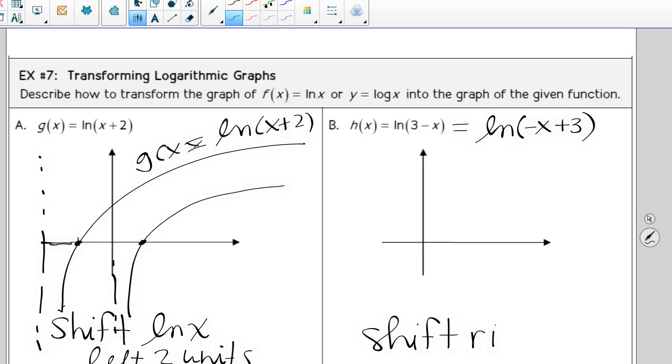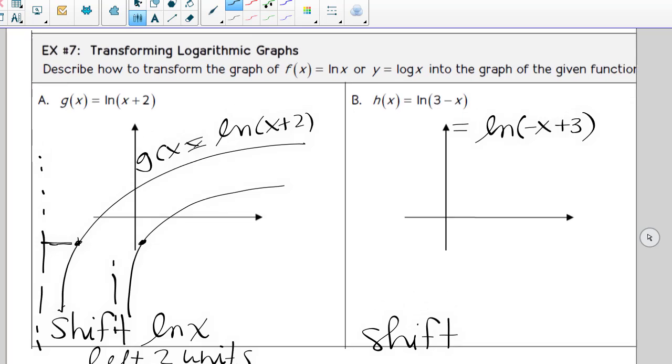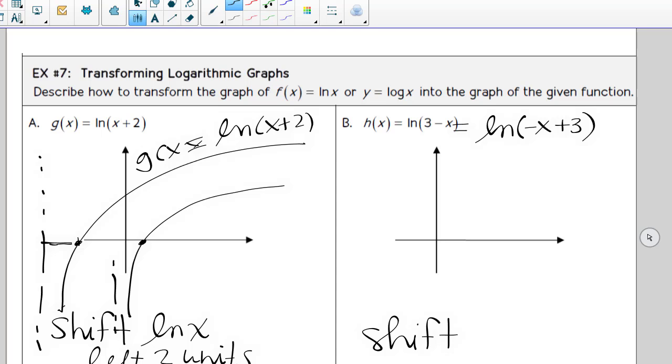I've lost control of my board. Everything's going crazy. All right, we're going to shift left. Okay, there we go. 3 units.